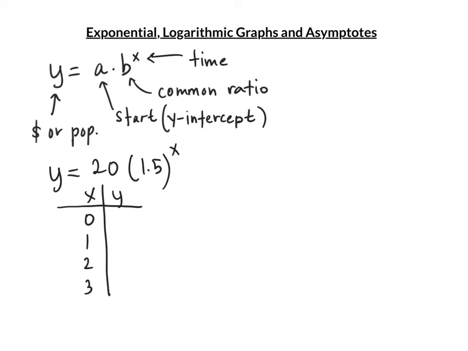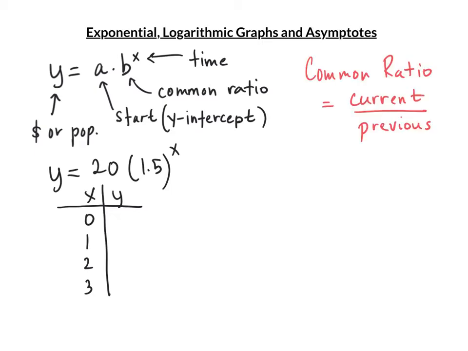We can write it as y equals a times b to the x. Y would be money or maybe the current population. A is the start. That's at the beginning when x is 0. That's the y-intercept. B is the common ratio. Common ratio is current divided by previous in an exponential equation. When I look at the y values, the current divided by the previous will create the common ratio.